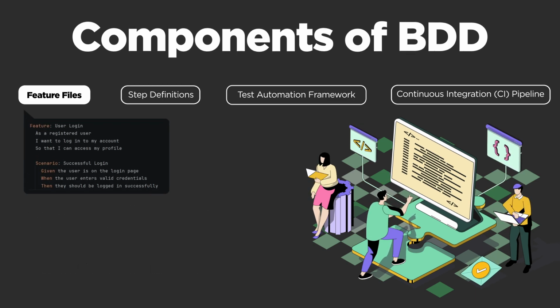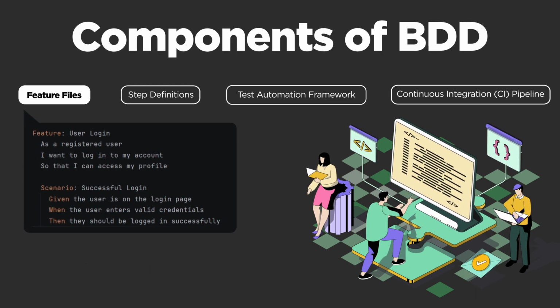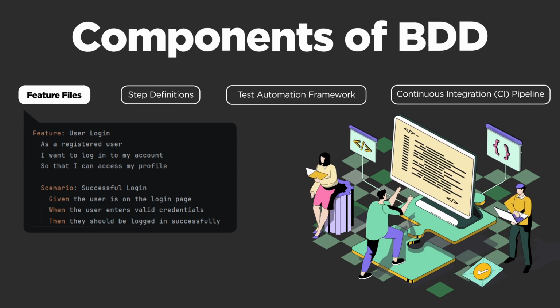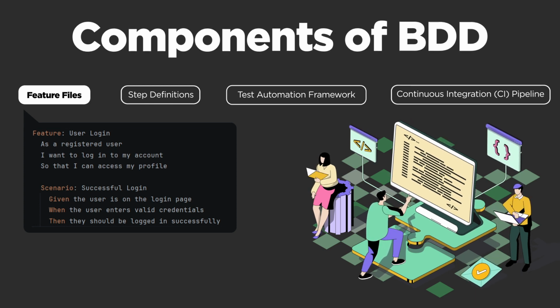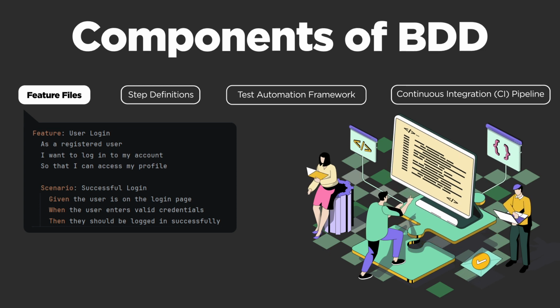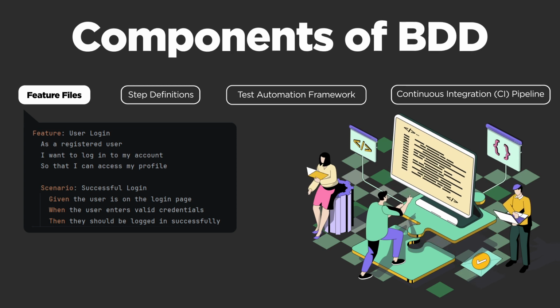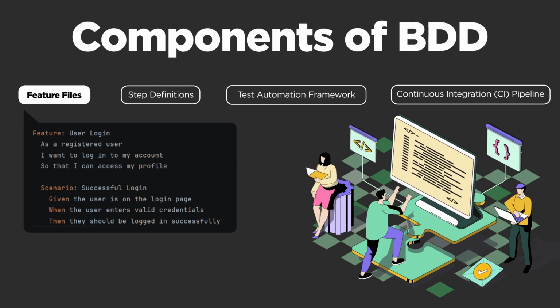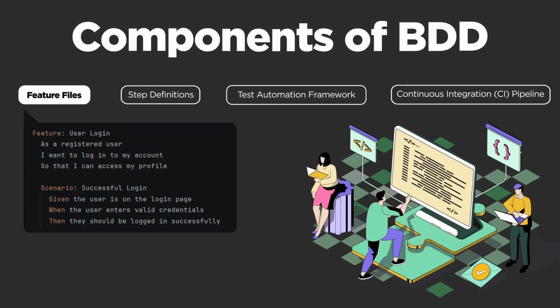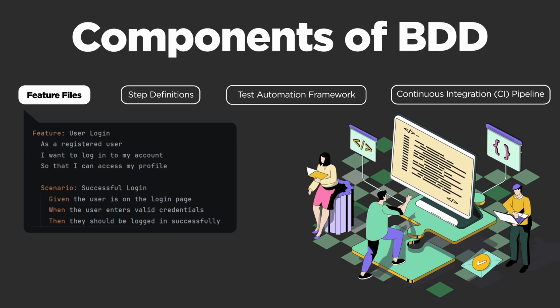For example, the feature looks like the following. Feature: user login. It says, as a registered user, I want to log into my account, so that I can access my profile. So the headline of a feature file briefly describes what will be inside this feature file.